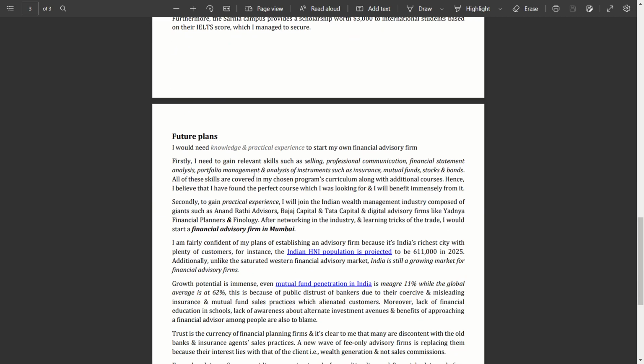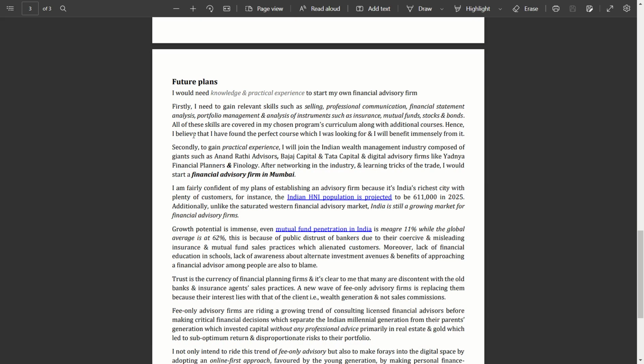Now this is the most important part of SOP: future plans. Future plans have to be always connected to India. You are supposed to return back to India. That's what you have to imply in the SOP. Even if you are not going to, you have to say that in the SOP.